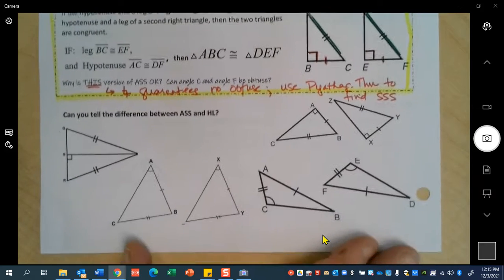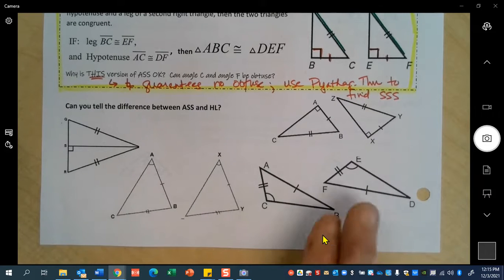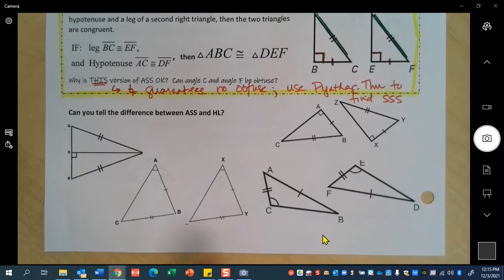One last quick thought. There are 4 sets of triangles here: 1, 2, 3, 4. Can you tell the difference between angle side side and hypotenuse leg? Think about it over lunch.